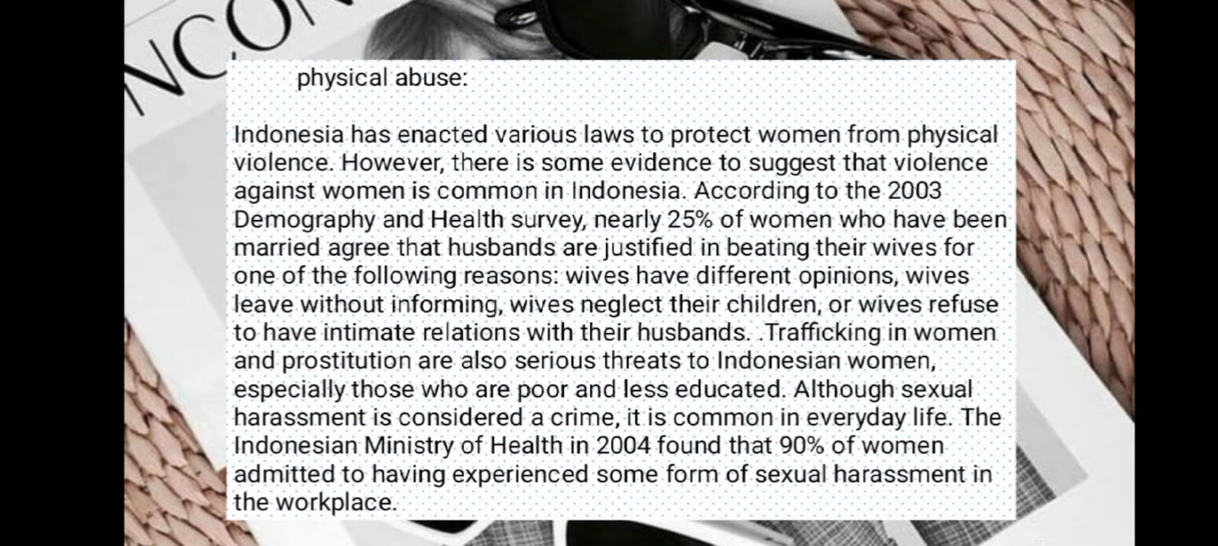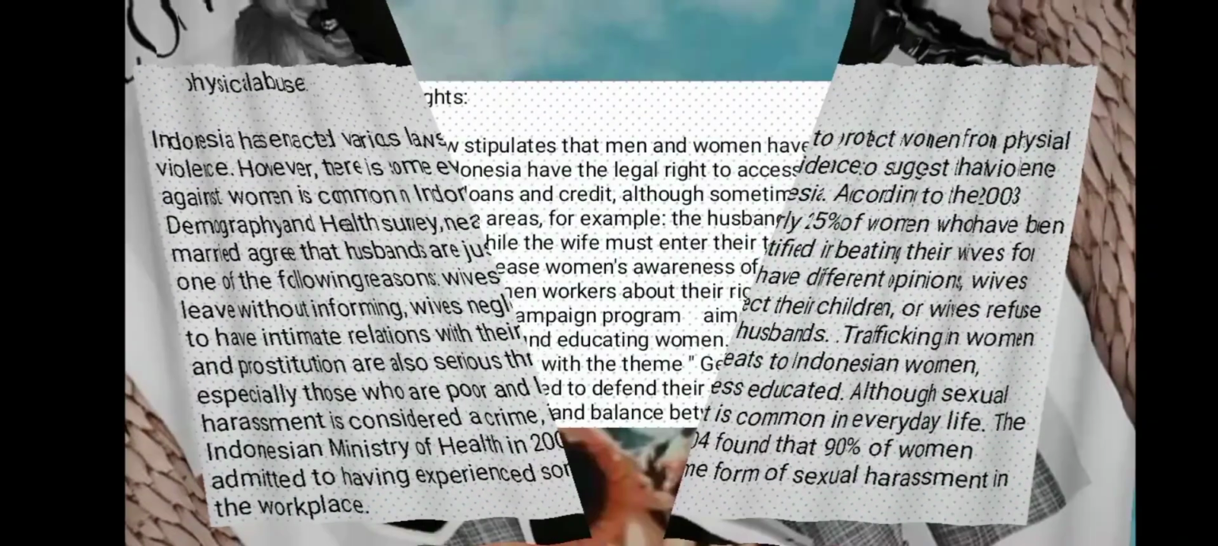Trafficking in women and prostitution are also serious threats to Indonesian women, especially those who are poor and less educated. Although sexual harassment is considered a crime, it is common in everyday life. The Indonesian Ministry of Health in 2004 found that 90% of women admit to having experienced some form of sexual harassment in the workplace. Next slide.